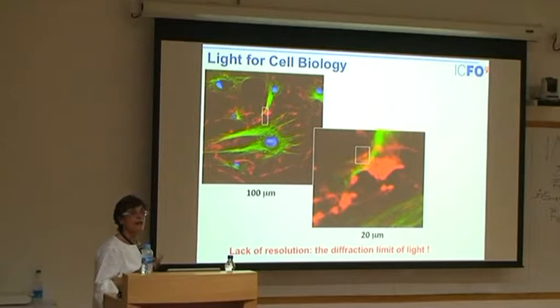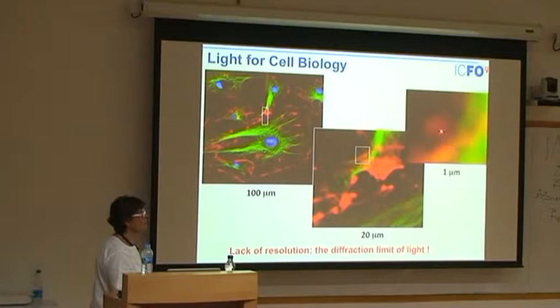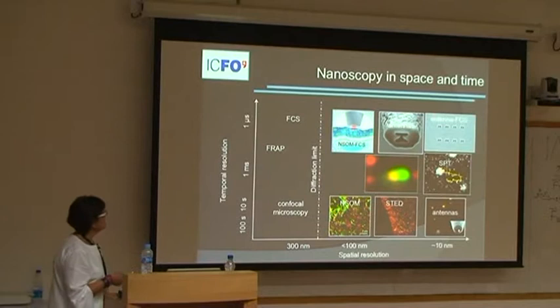And if you're trying to zoom in on the scale of what we would like to see, a nanometer scale compartment, as you can see in here, the image is completely blurred. And the image is completely blurred because of the diffraction limit. So in our lab, what we're doing is essentially coming up with techniques.